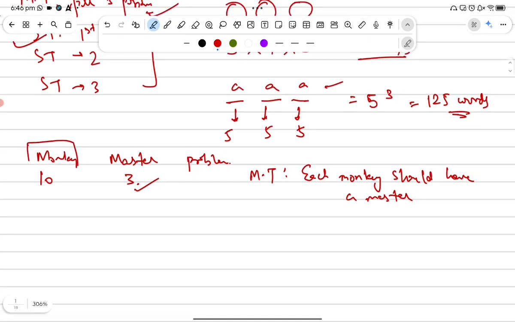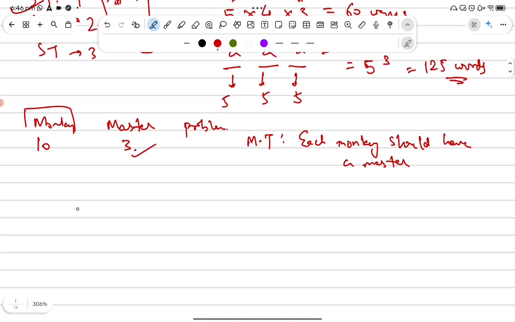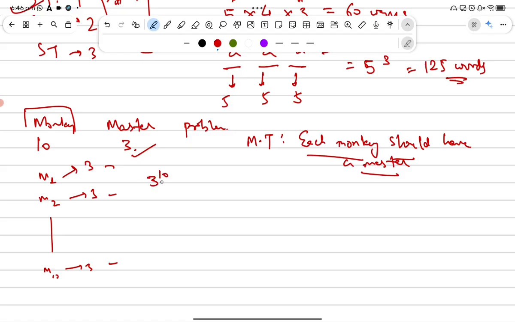Alright? Now, we say that each of the monkeys has 3 choices. Let's say this is M1, M2 up till M10. Each of them has 3 choices. Now since each monkey should have a master, that means all these subtasks need to be finished. They all are necessary, right? Each of them should make a choice. So we need to do what? We need to multiply. That would be 3 power 10 ways.